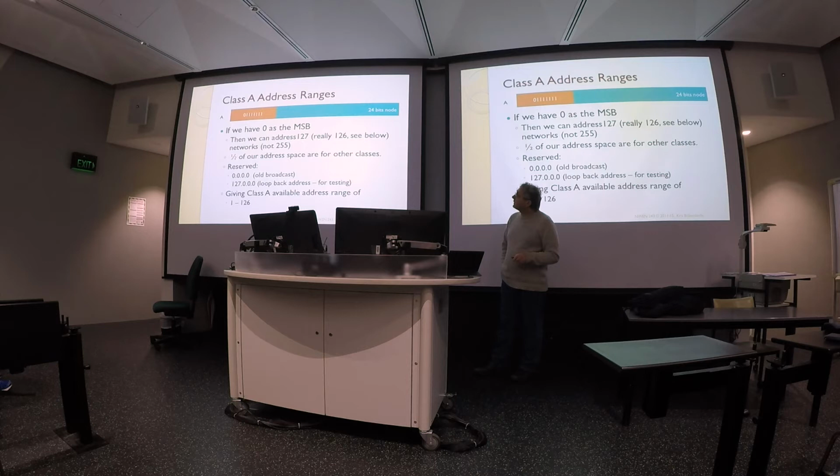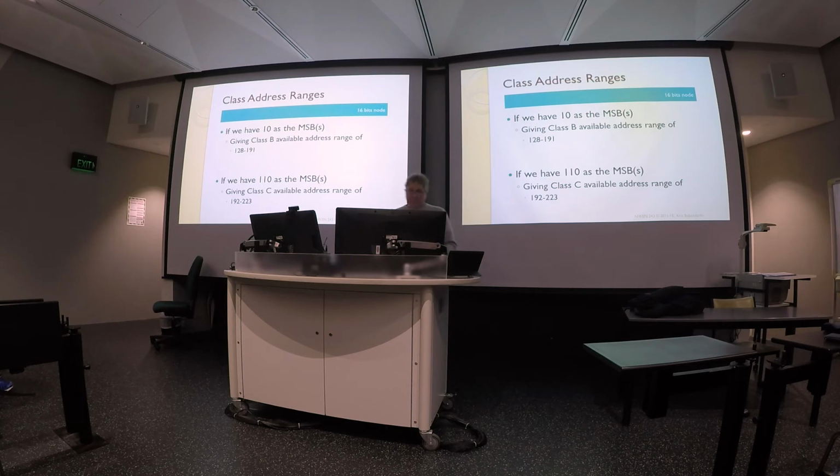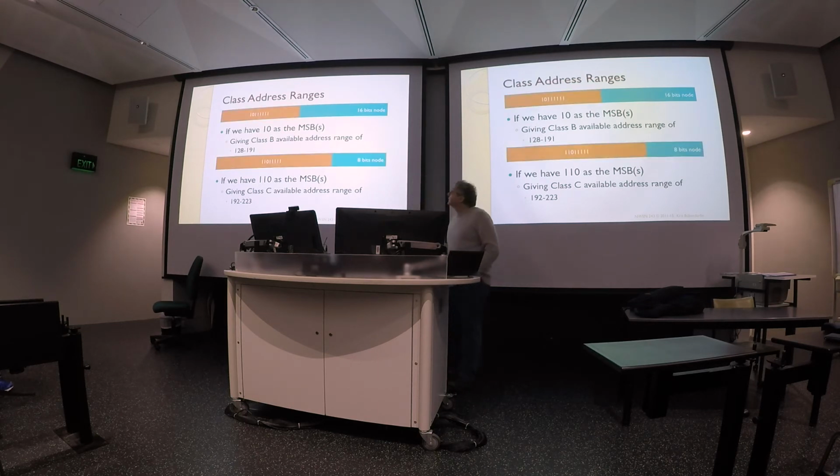Remember, if these bits started with a 1, then this half was A, class A, and the other half, the 1 whatevers, were reserved for the other classes. I've got a picture coming up that will make more sense with that. If we have a 1, 0 as the MSB, most significant bit, we've defined this as a class B. And if you do the math on those numbers, this gives us a range of 128 to 191.